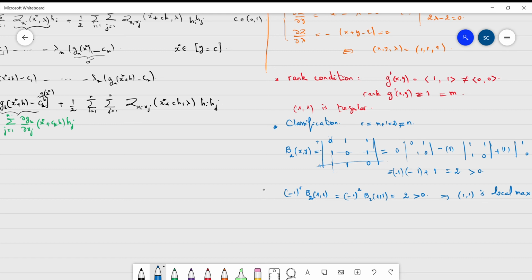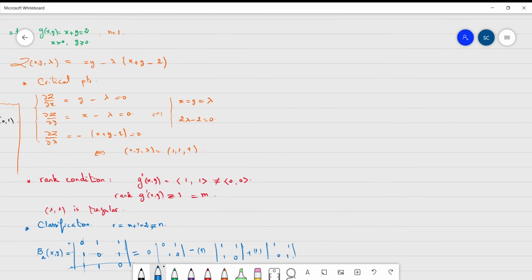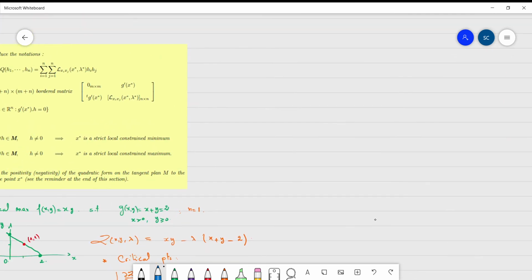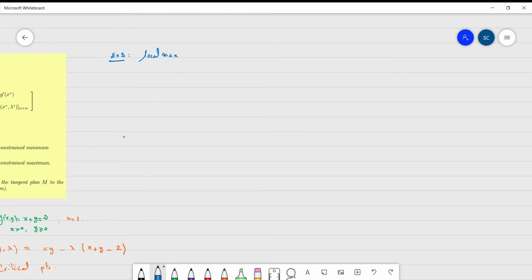But this time I will not look for the point, so that we can go faster. So the second example is the following. Example 2: we are asked to find the local max also of the function. This time the function has 3 variables, so f of x, y, and z.